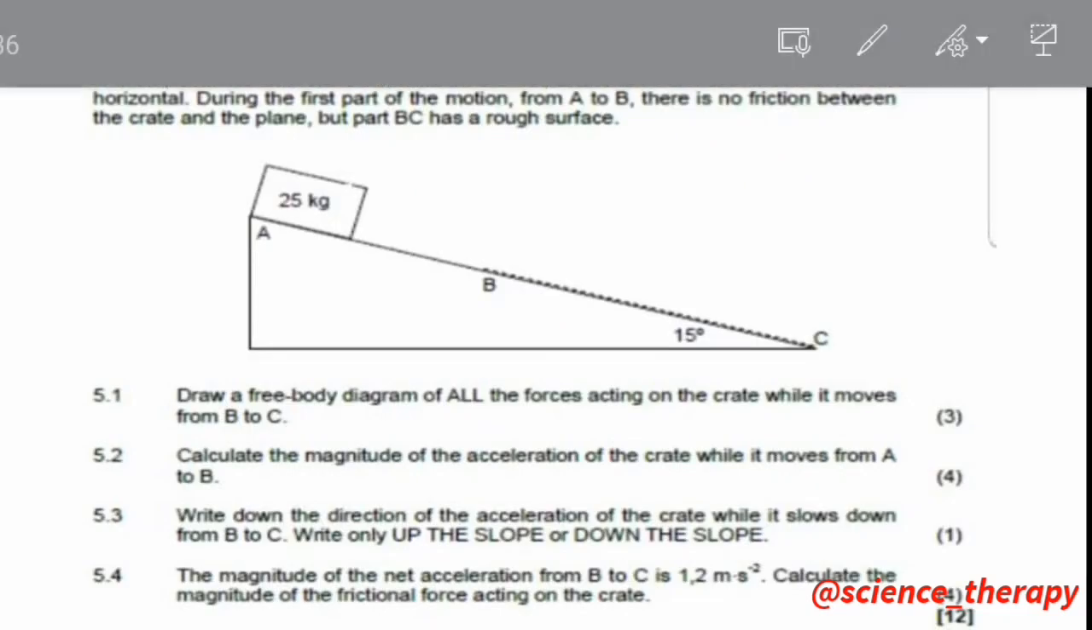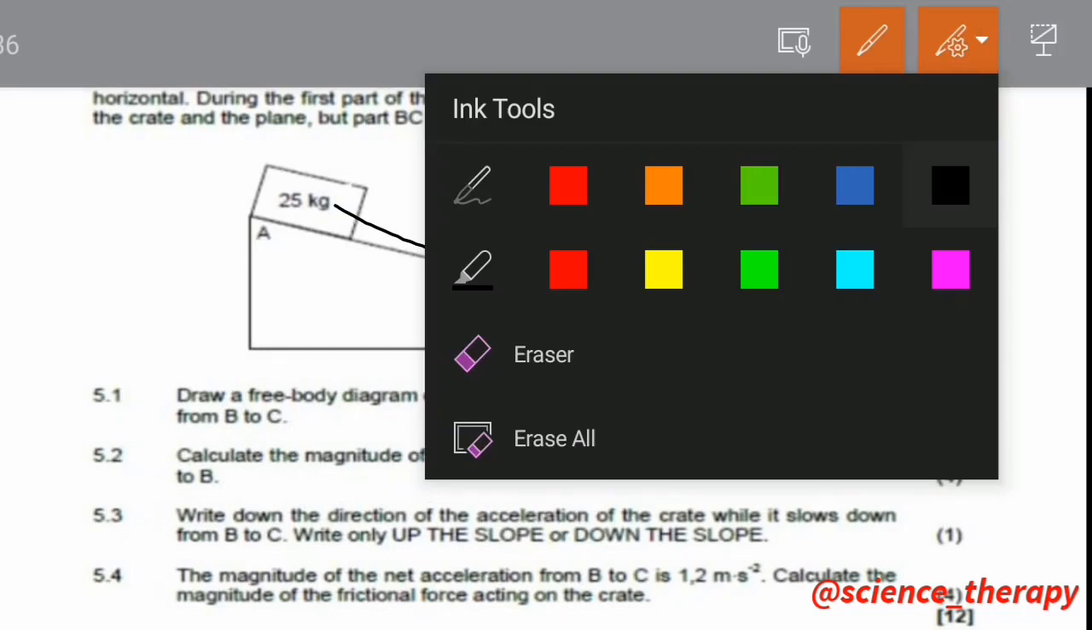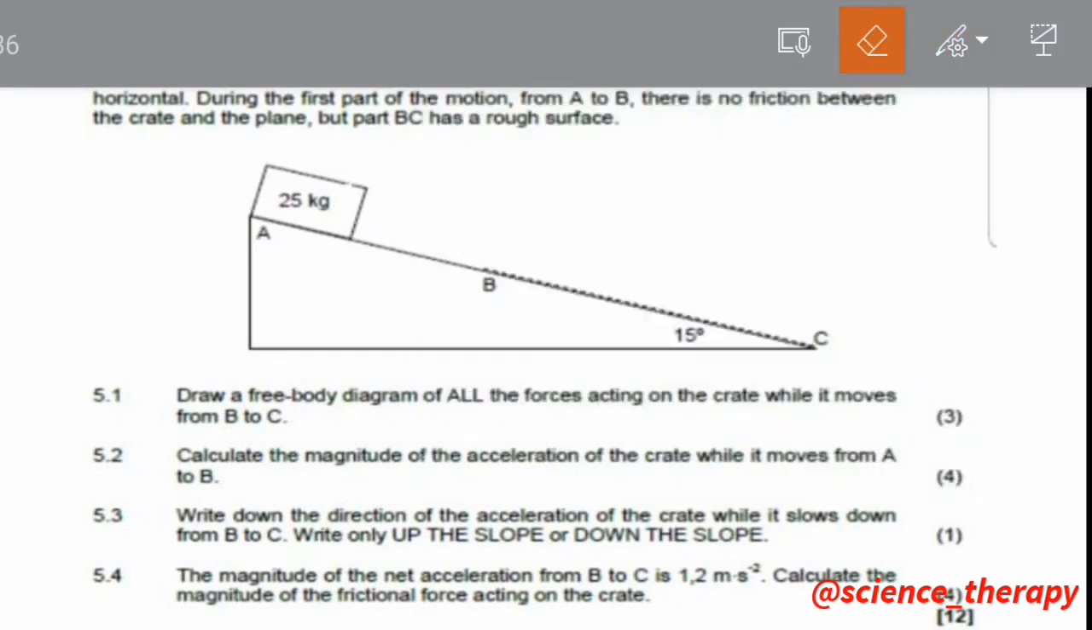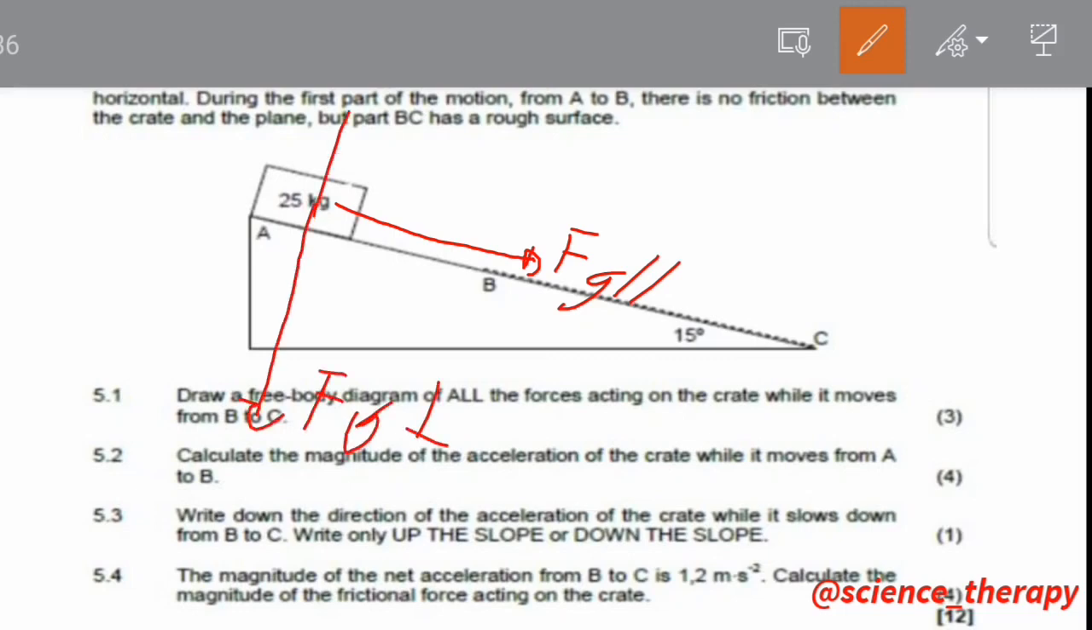Now they say 5.2, calculate the magnitude of the acceleration of the crate while it moves from A to B. So if it's moving from A to B, we know the forces that we are seeing here are FG parallel, and then FG perpendicular, then we have our normal force.